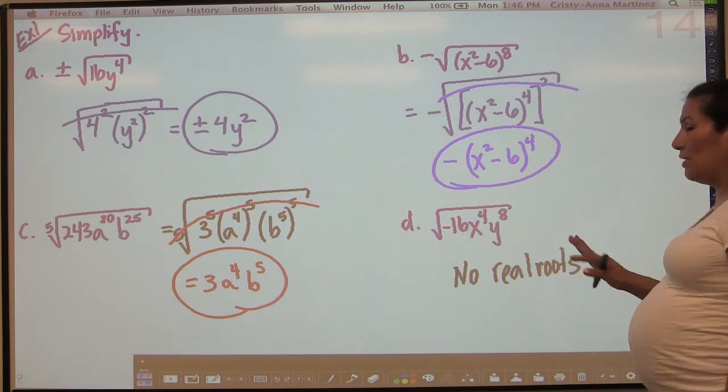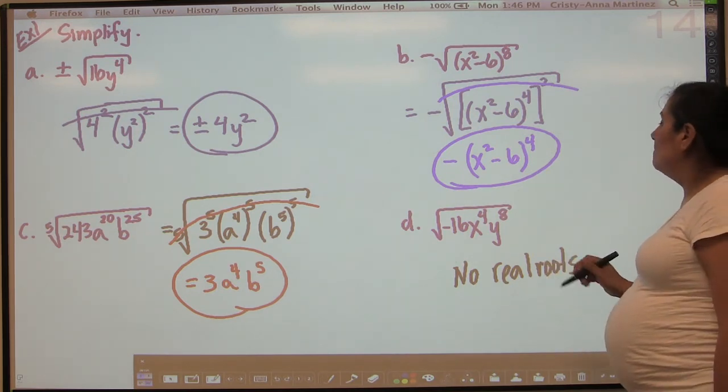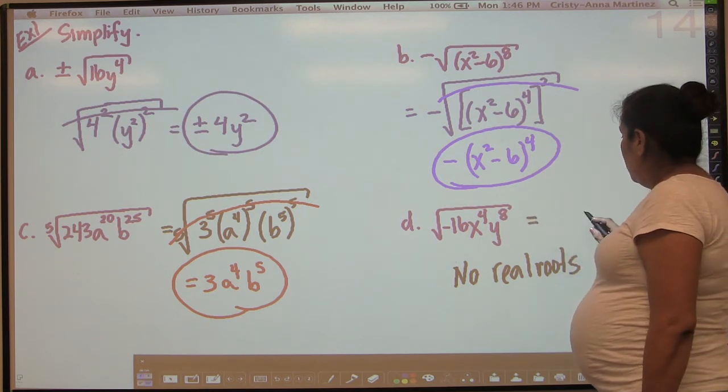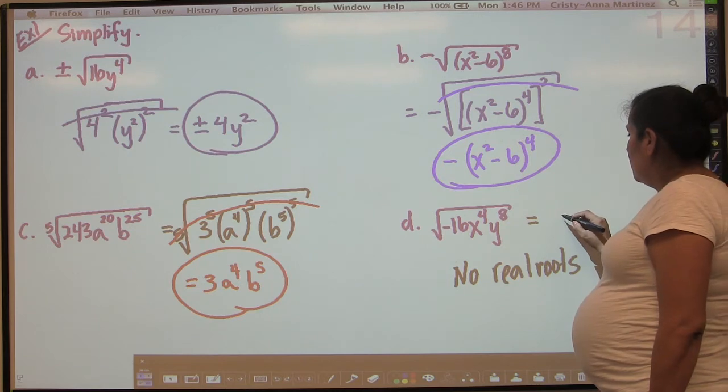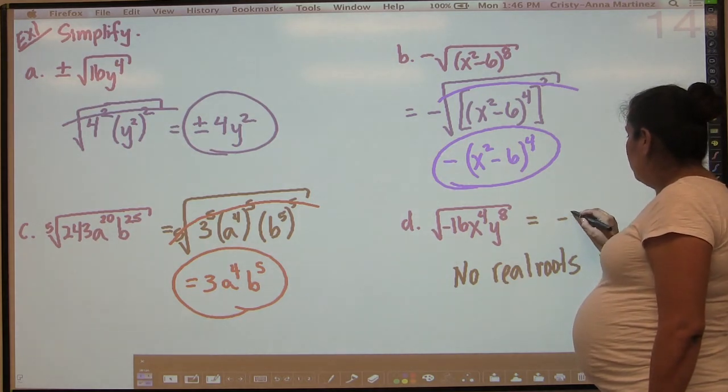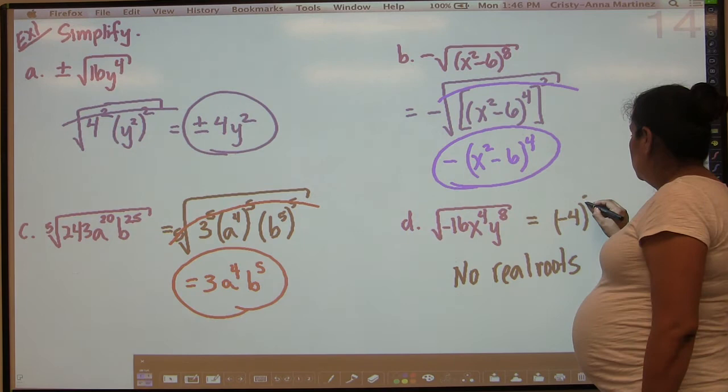Now if you want to, just for practice, go through and see what that would look like, we can definitely do that. The negative 16 would be negative 4 squared.